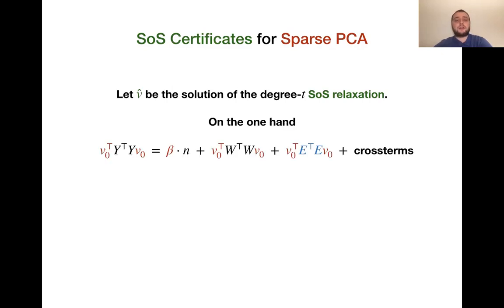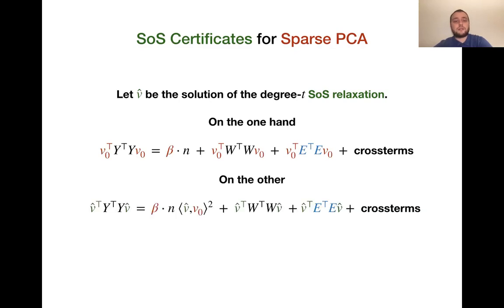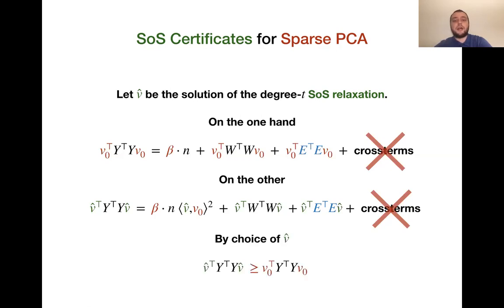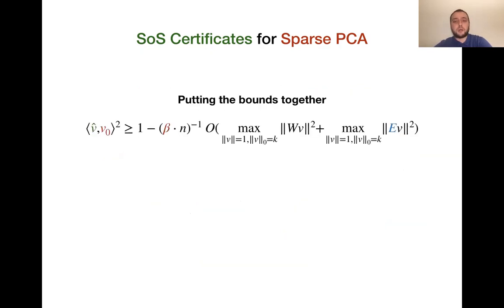Then in the sum of squares, we can write the following inequality just by multiplying y transpose y by v0. On the other hand, we have a similar inequality which we can obtain by multiplying y transpose y by v hat. Also, we have some cross terms. In general, we cannot ignore cross terms, but in this talk, we assume that beta is larger than 1, and under some mild assumptions, we can ignore cross terms. So let's ignore them. Then by the choice of v hat, we see that the left-hand side of the second inequality is at least as large as the left-hand side of the first inequality. And then we can simply get the following bound.